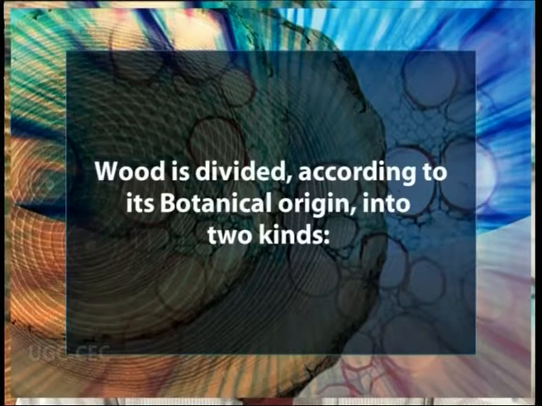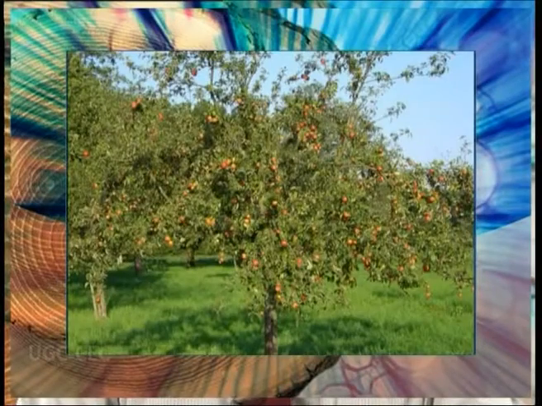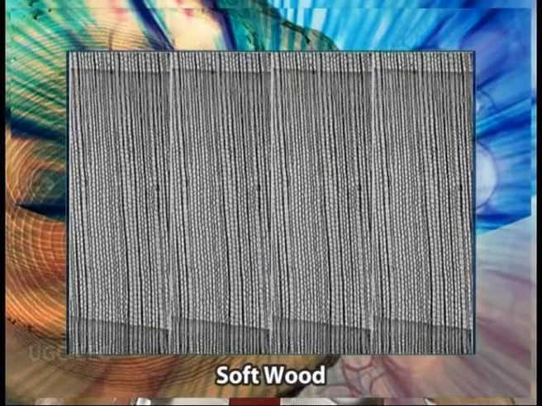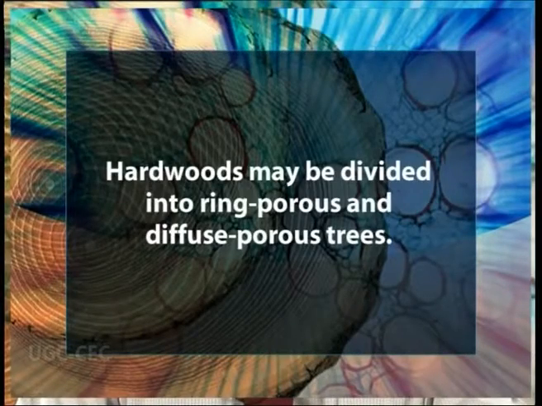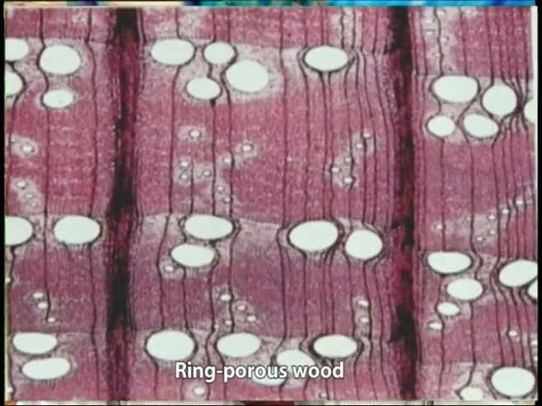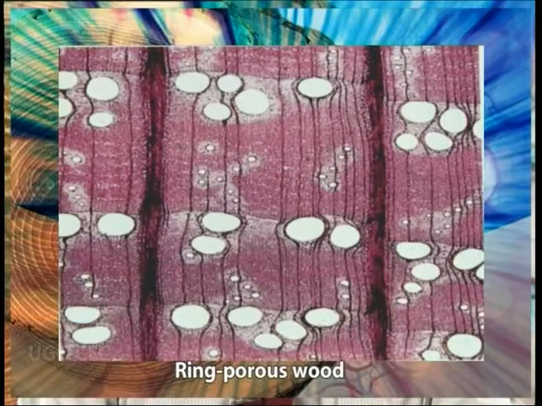Wood is divided according to its botanical origin into two kinds: softwoods from coniferous trees and hardwoods from broad-leaved trees. Softwoods are lighter and generally simple in structure, whereas hardwoods are harder and more complex. Hardwoods may be divided into ring porous and diffuse porous trees. In ring porous trees, the vessels laid down at the beginning of the growing season are much larger than subsequent vessels laid down at the end of the season or ring.